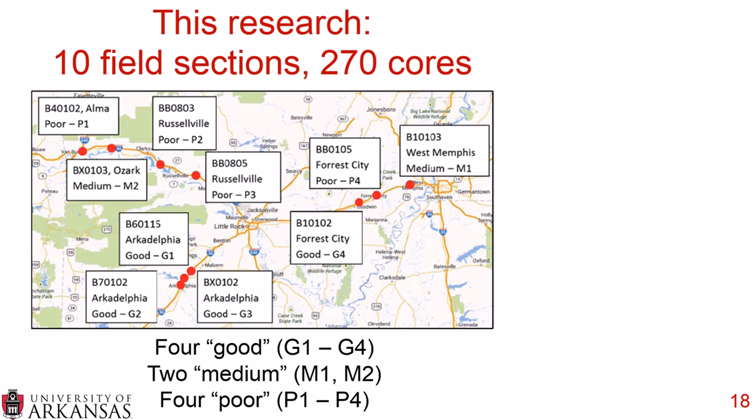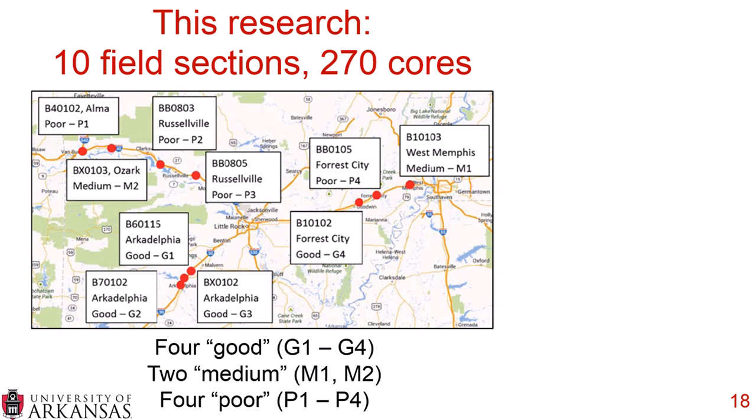Up to the left are 4 sections on I-40, and you can see there are 3 poor sections along here and 1 medium, so P1, P2, P3, and then M2. And then I-40 on the right, going from Little Rock to Memphis, we have 1 good, 1 medium, and 1 poor section, and that's M1, P4, and G4. So lots of different sections here, 10 field sections, but they're all from interstates in the state of Arkansas.